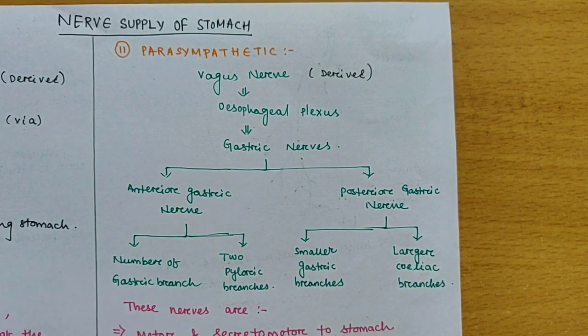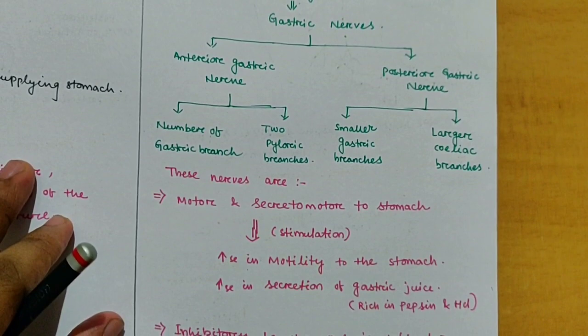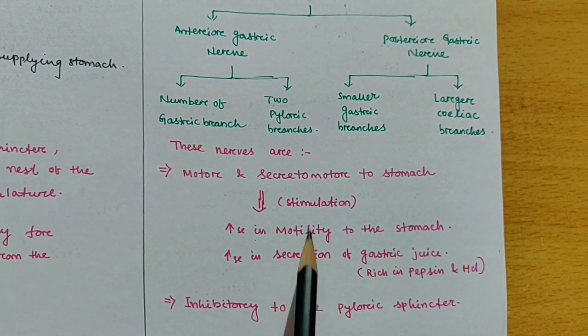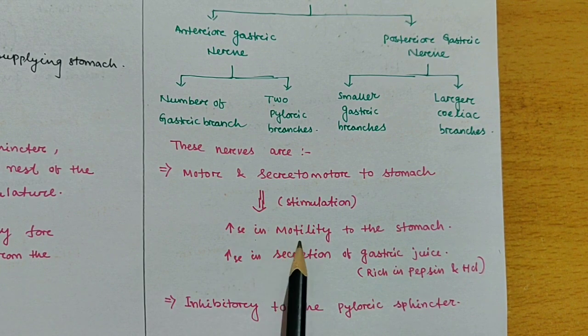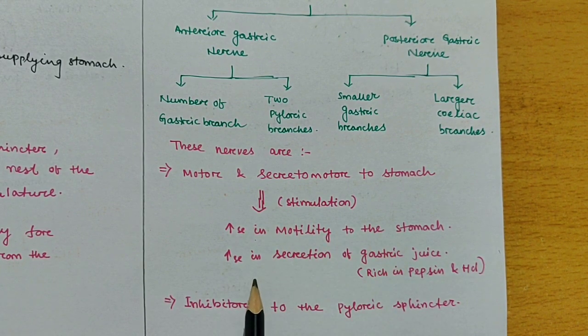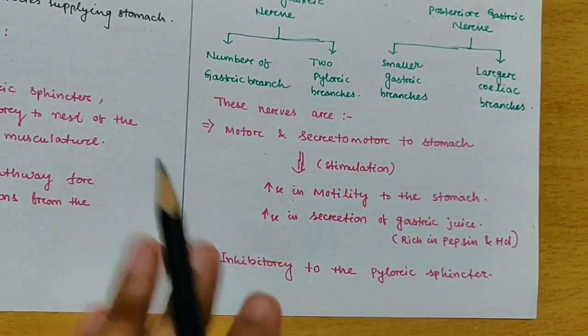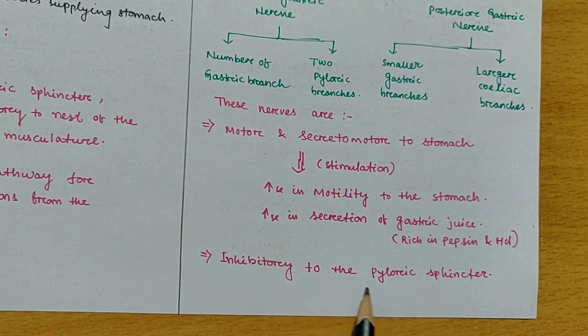These parasympathetic nerves are both motor and secretomotor to the stomach. That means their stimulation increases the motility of the stomach as well as the secretion of gastric juice, which is rich in pepsin and HCl, and it is also inhibitory to the pyloric sphincter.